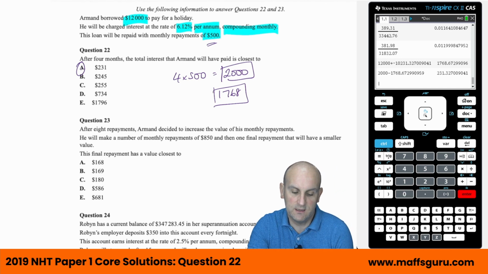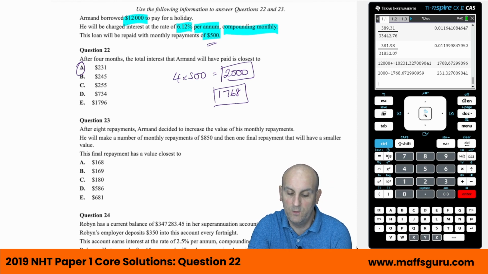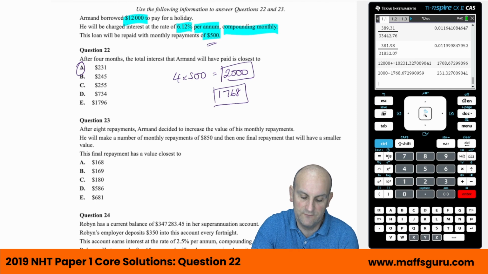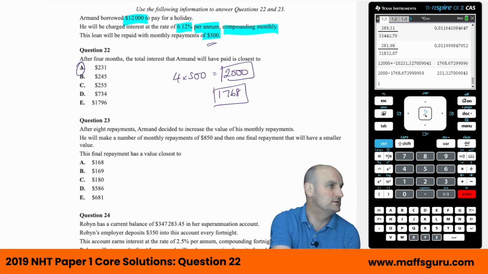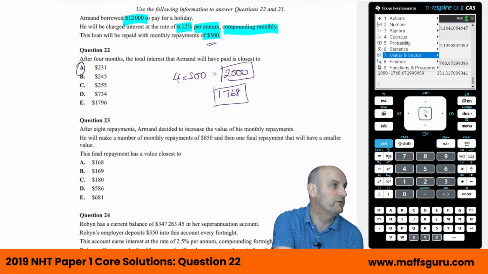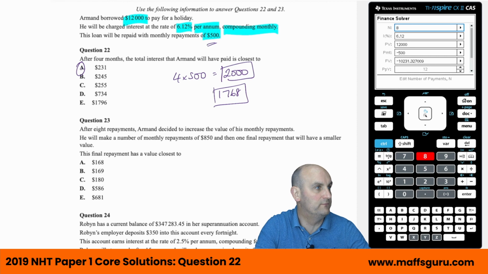After 8 repayments, Armand decides to increase the value of his monthly repayments. He will make a number of monthly repayments of $850 and then one final repayment that will have a smaller value. This final repayment has a value that's close to. So this is a change of conditions. We go back into my financial solver and we've luckily got this here. So after 8 repayments, he's still sticking with the $500. So what we're going to do is work out how much he owes.